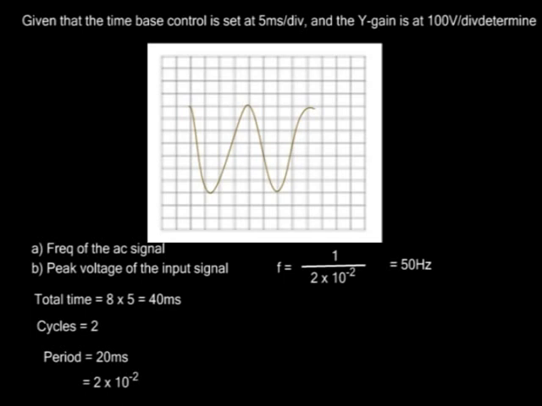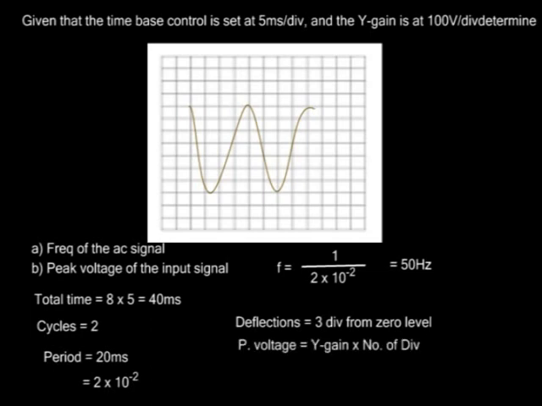For part B, Y gain is given as 100 volts per division. Deflection is equal to 3 divisions from 0 level. Peak voltage is equal to Y gain times the number of divisions, which is equal to 100 times 3, and that gives us 300 volts.